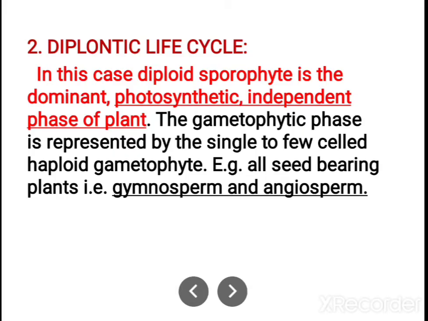Next is diplontic life cycle. In this case, diploid sporophyte is dominant, photosynthetic, and it is independent phase of plant. The gametophytic phase is represented by a single or few-celled haploid gametophyte. Example, all seed-bearing plants, that is gymnosperms, angiosperms, all are coming under this category.